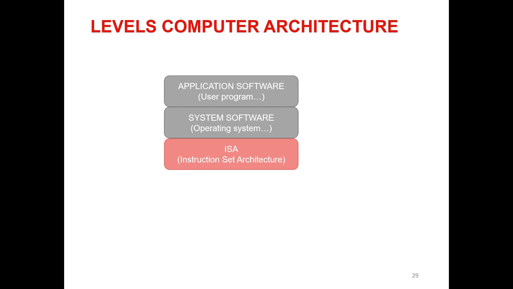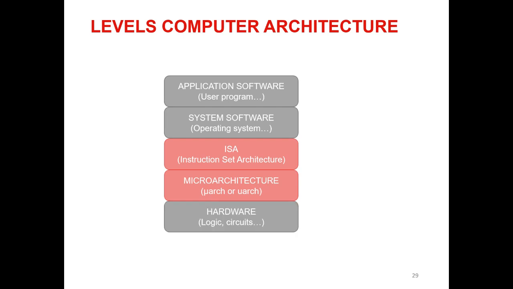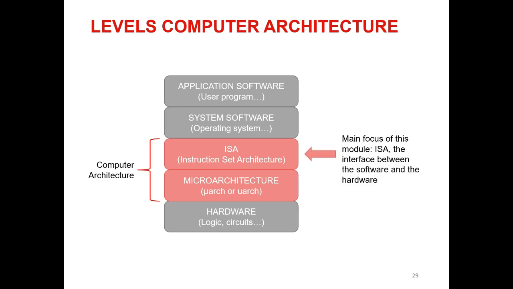Then we have something called microarchitecture. We will see later what this is. And at the bottom, we have hardware: the logic, the circuits, the real hardware. Well, computer architecture focuses on the instruction set architecture and on the microarchitecture. Particularly in this module, we will focus mainly on the instruction set architecture, which could be seen as the interface between the software in the upper layers and the hardware in the bottom layer.